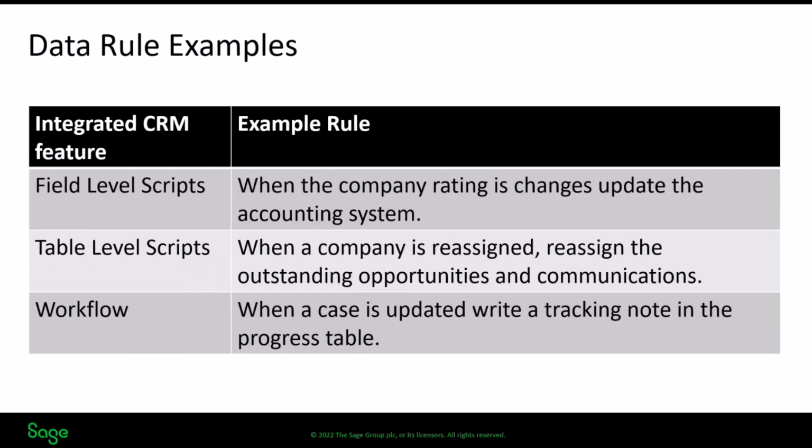Data rules are to do with the nature of the data itself. And this is where if you make a change, something should happen. So when the company changes, rating changes, that should flow back into perhaps the accounting system. If you reassign a company to a user, then you should reassign the opportunities and communications to a refreshed user as well.